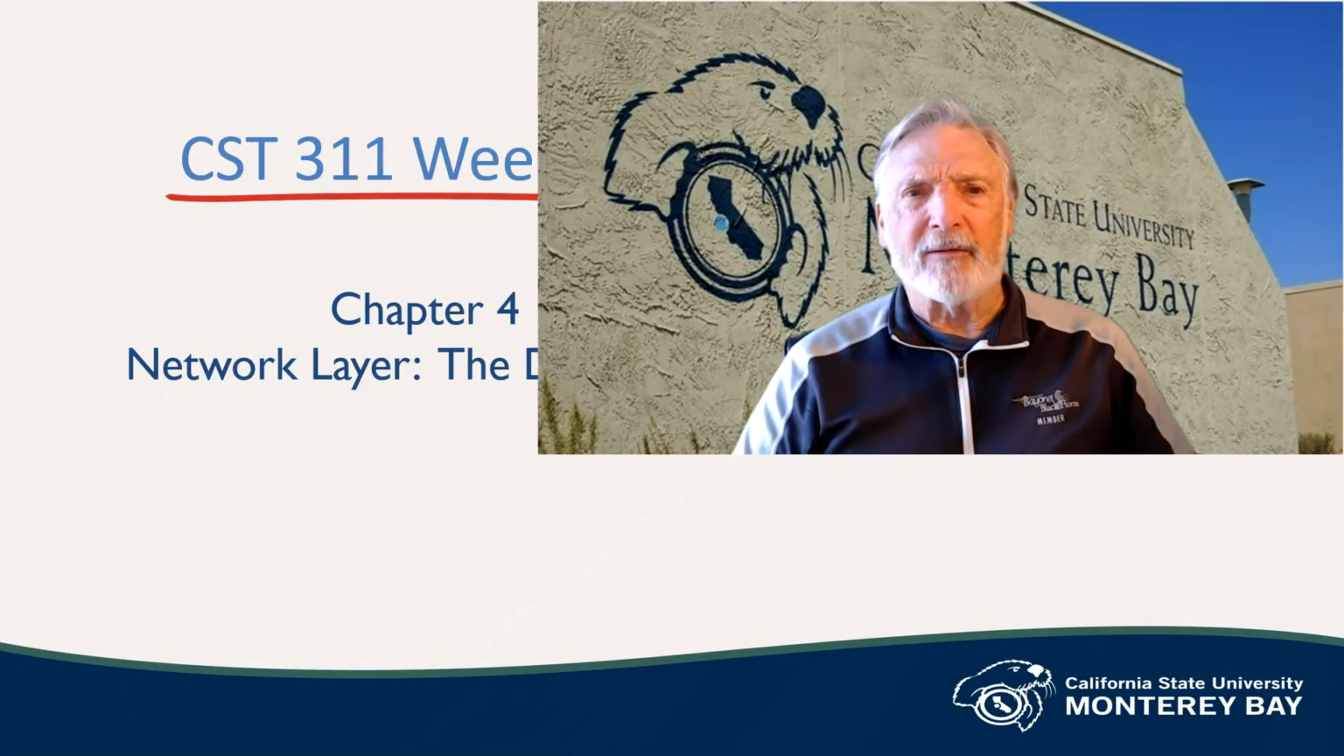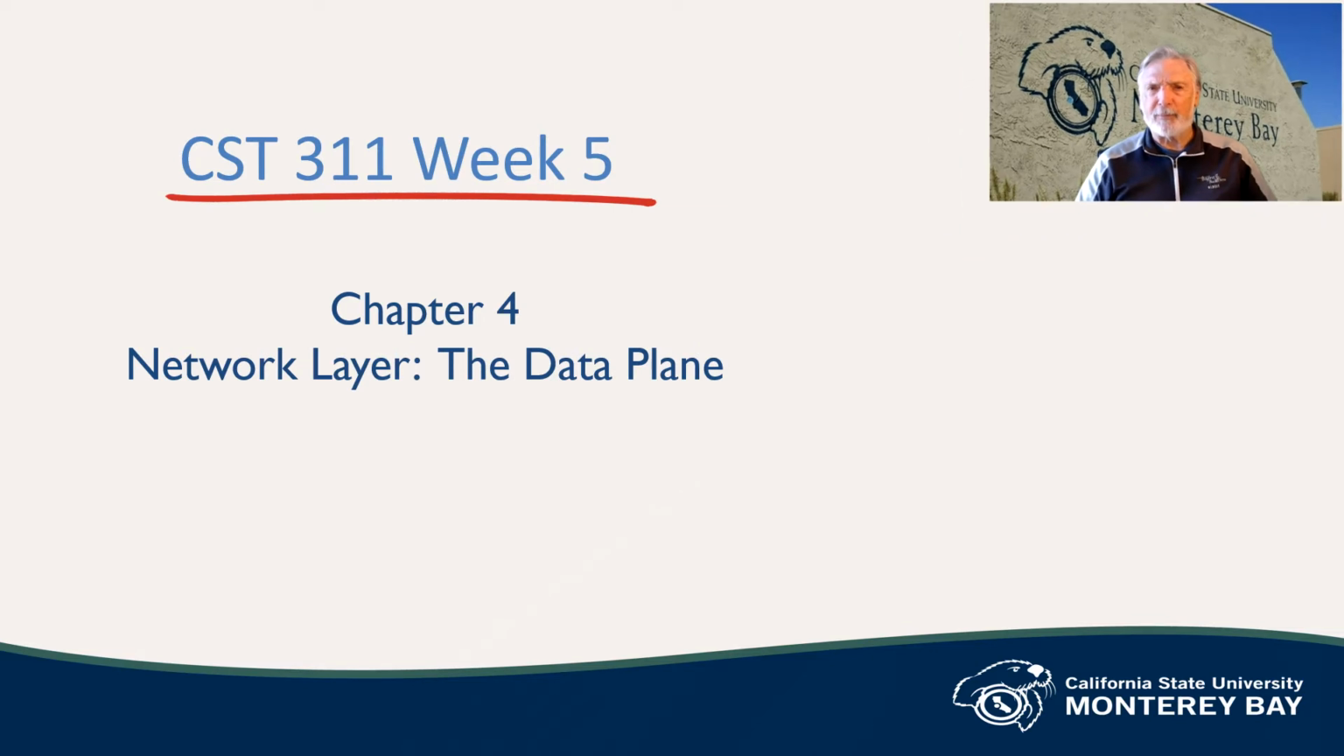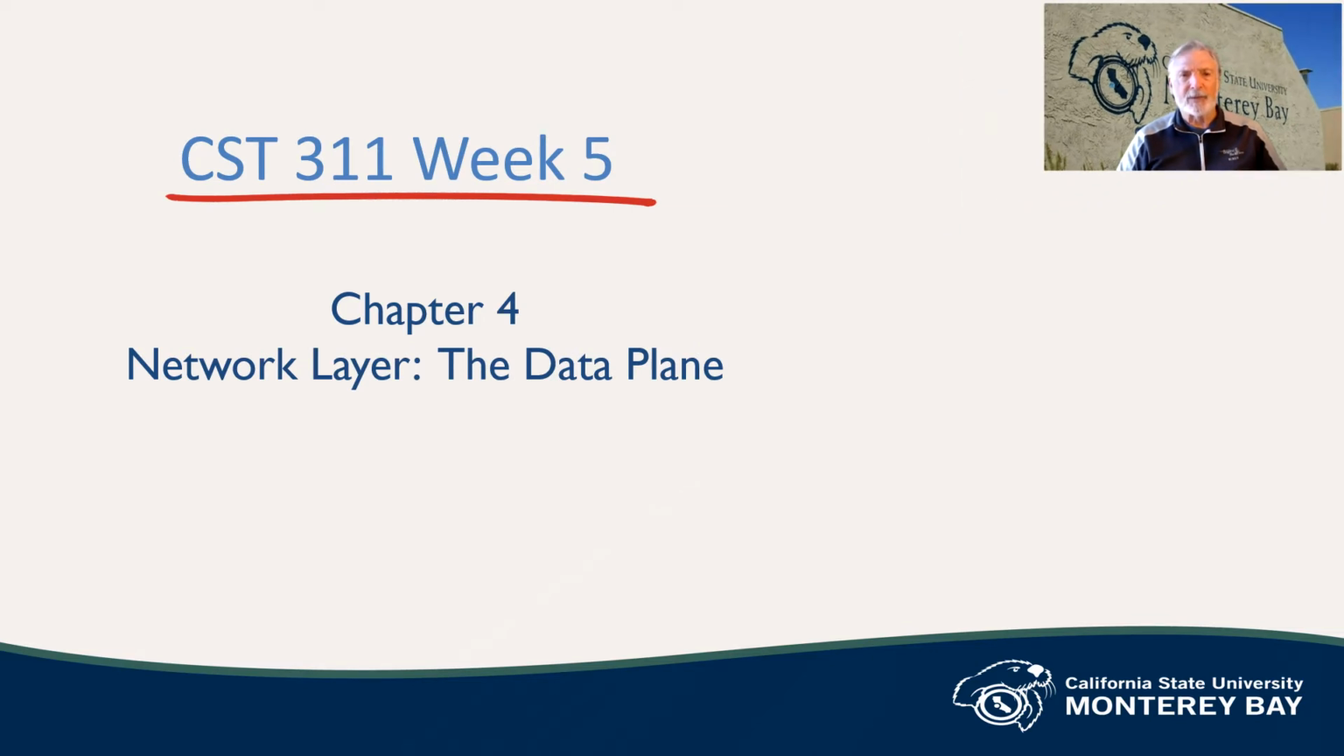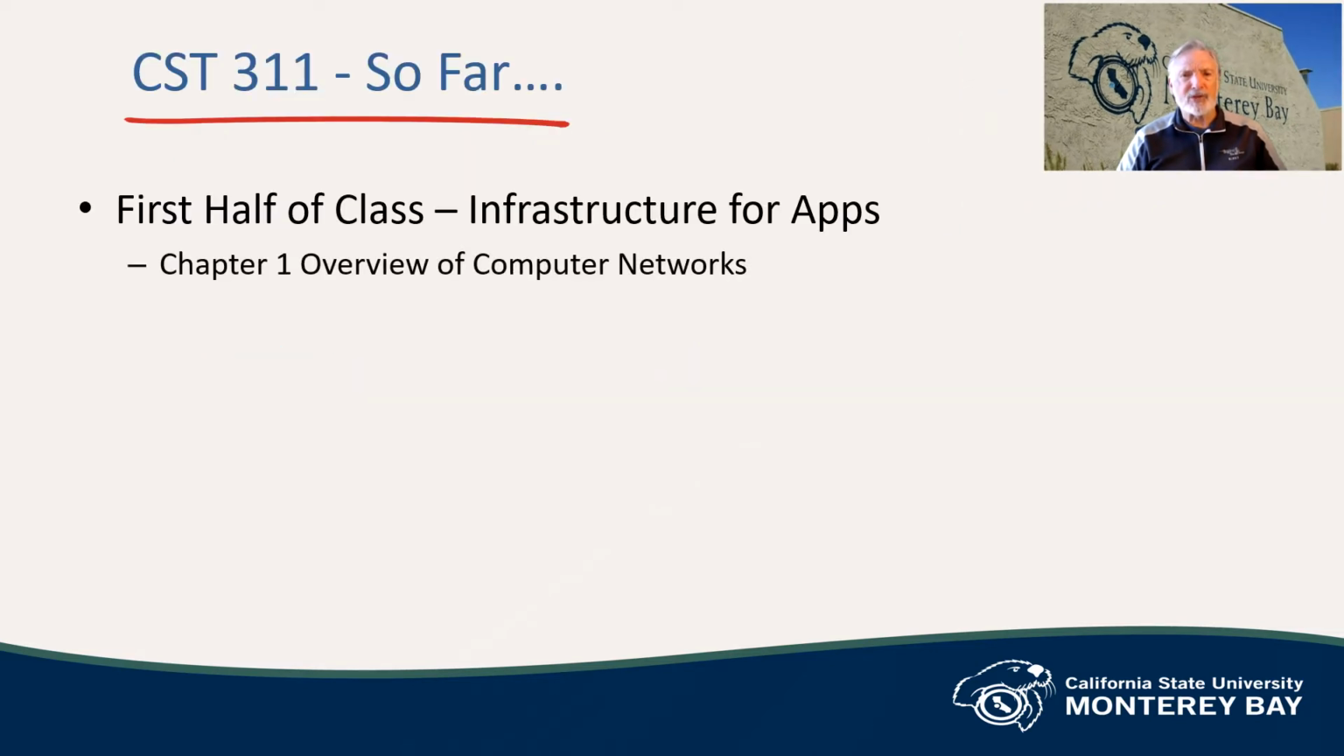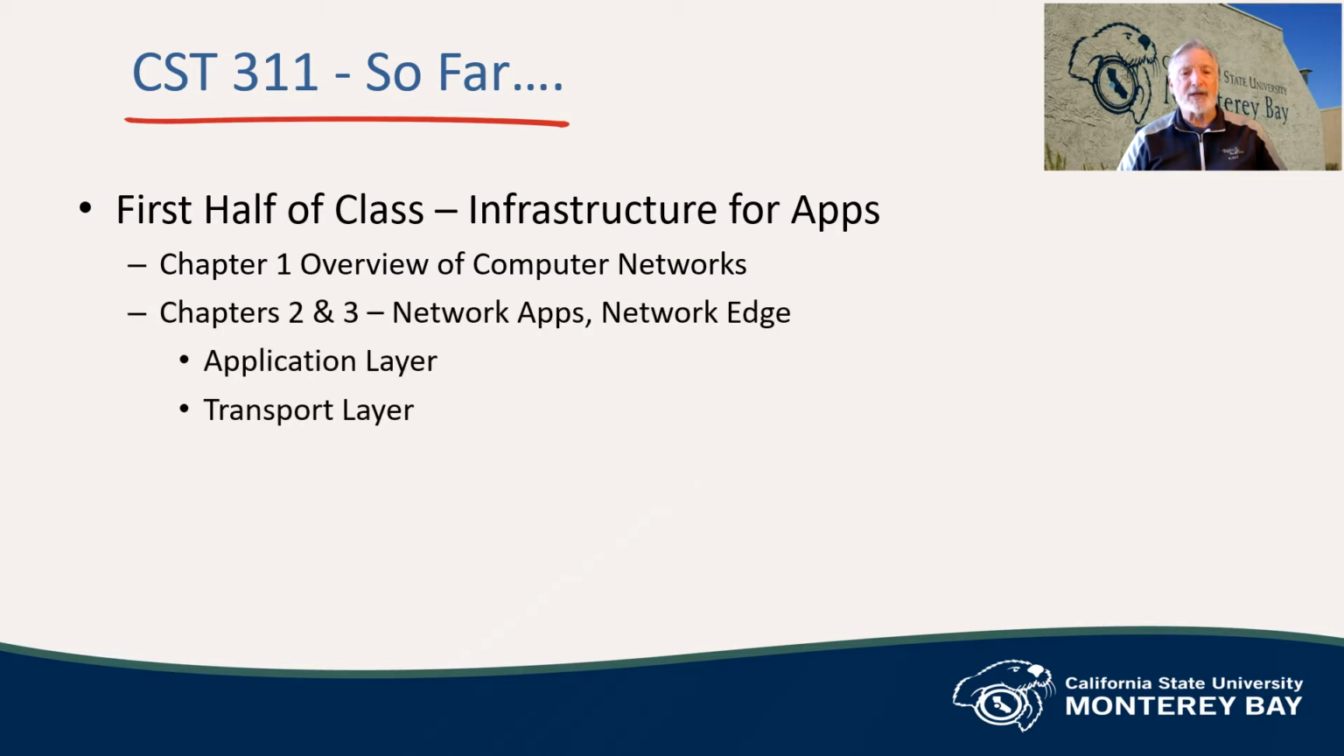Welcome to week 5. This week we will cover chapter 4 of the textbook. We started the class with chapter 1 with an overview of computer networks. We saw that there are two perspectives of the internet. One perspective of the internet is that it provides an infrastructure and support for applications. This is the view we studied in chapters 2 and 3.